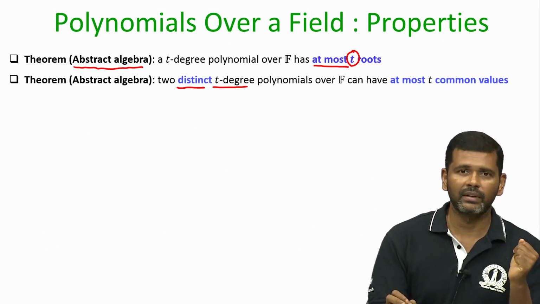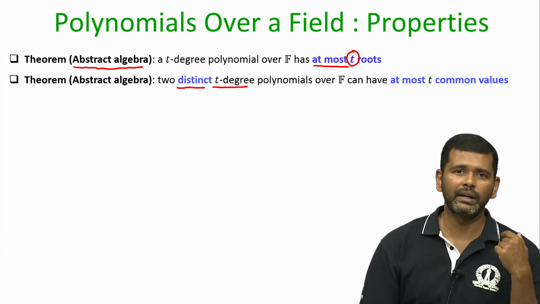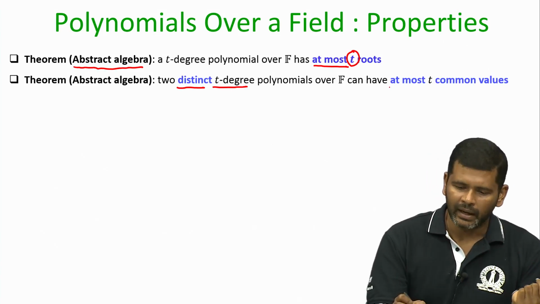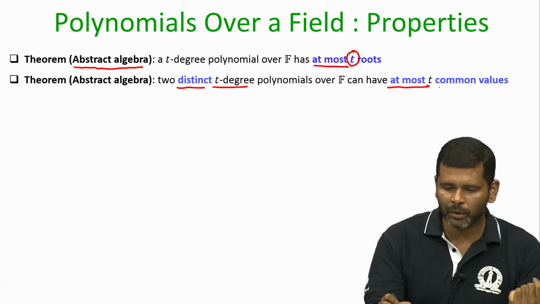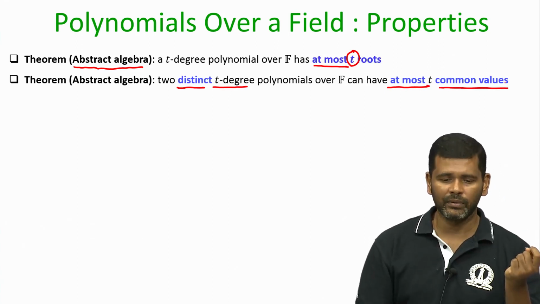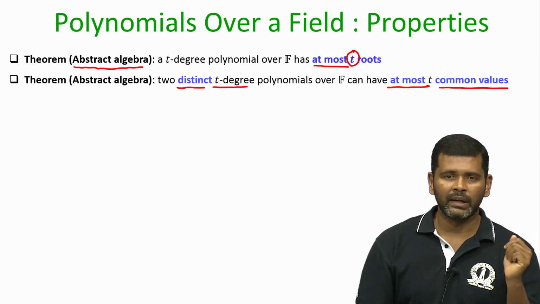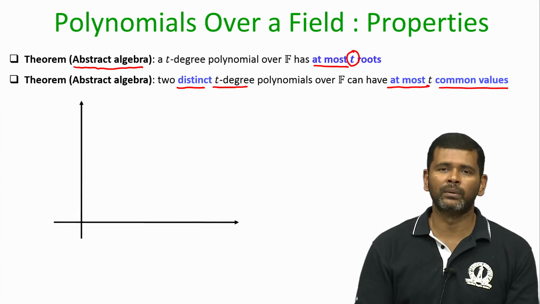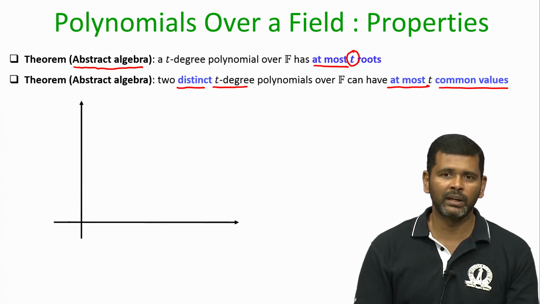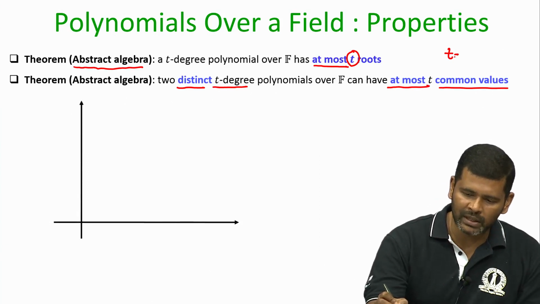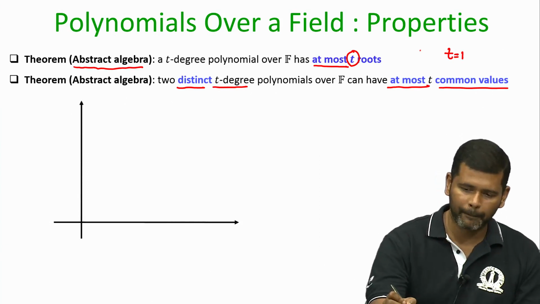So, the result says that if you take two different t degree polynomials over the field, then they can have at most t common values. You can't have more than t common values for two different t degree polynomials. So, how to interpret this result? Again, I will not be going into the proof, but let me give you a pictorial interpretation. Let us take the case of t equal to 1 to understand this result. Okay.